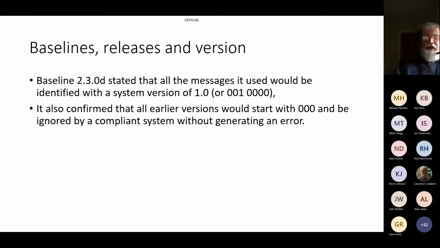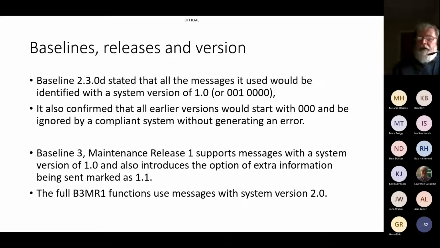So that was all nice and easy. Both train and trackside use system version 1.0. They can talk the same language. We can have that safe communication. When baseline 3 was introduced, it supports messages with the system version of 1.0. It maintains backwards compatibility. An onboard of baseline 3 MR1 should work quite happily on a 230D trackside.